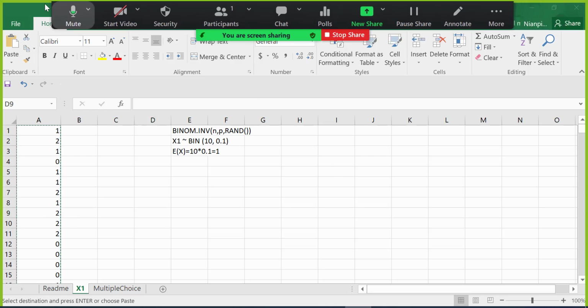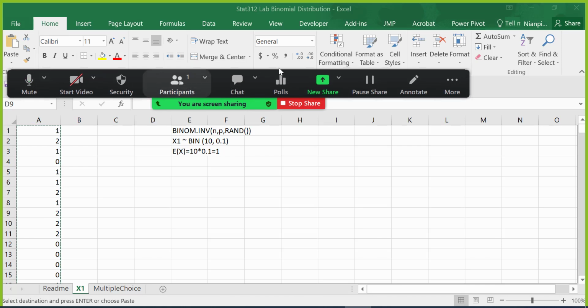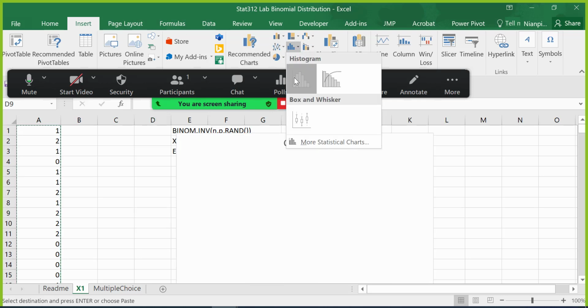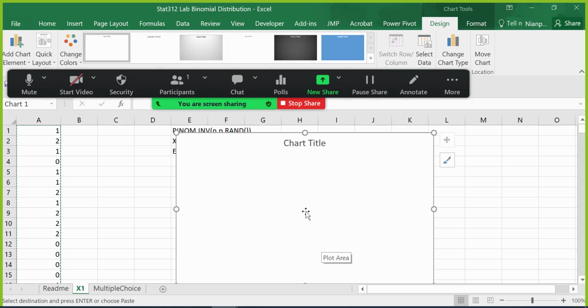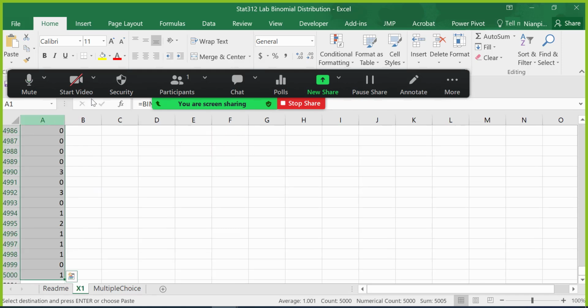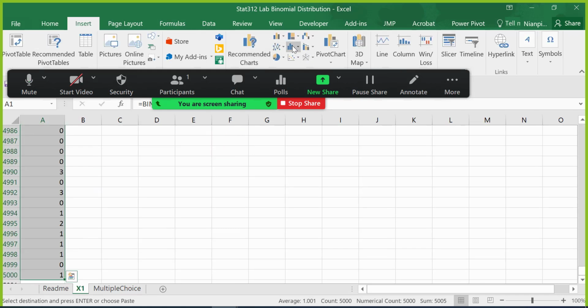So next, I want a sort of probability histogram. Okay? Normally, a histogram is for a continuous random variable, right? But here it is a discrete one. But we still can use it. You select all the data points and we just insert this histogram. Oops, I didn't select it. Select 5,000 data points. Just insert.